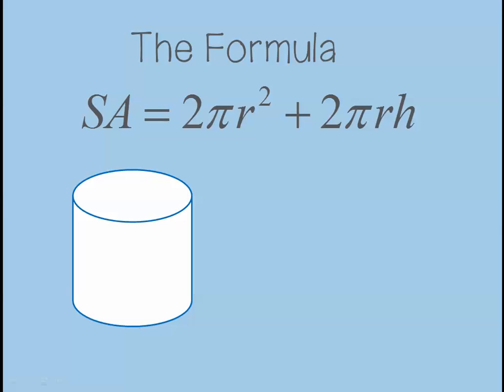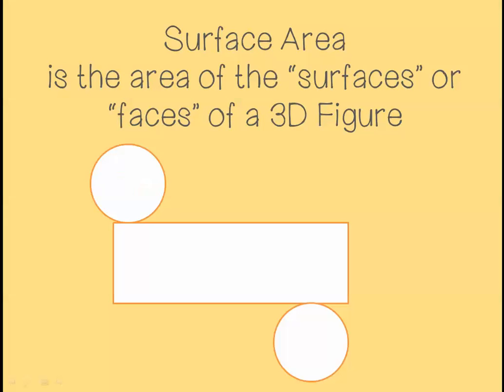The surface area formula for a cylinder is SA equals 2 pi r squared plus 2 pi r h, where the r stands for the radius and the h stands for the height. The surface area of any figure is the area of all the surfaces or faces of a three-dimensional figure.